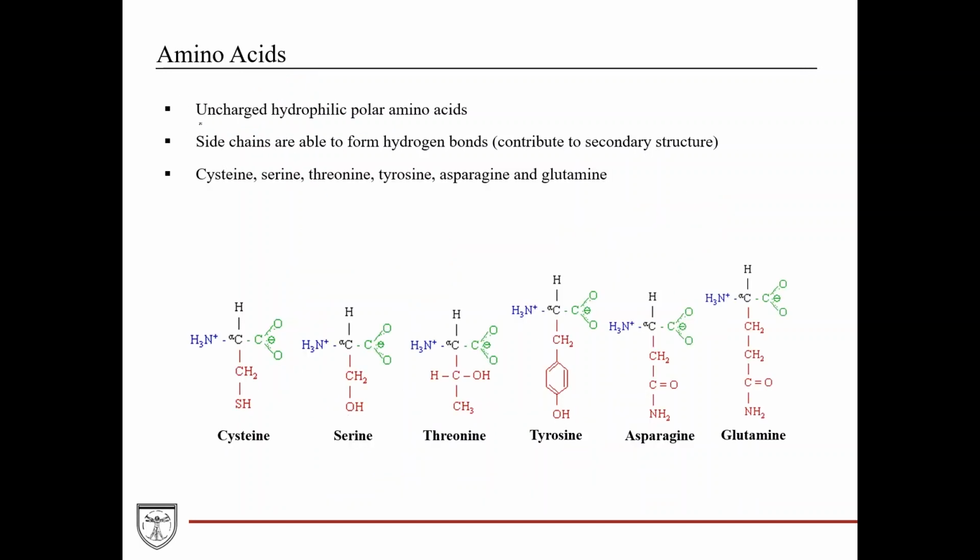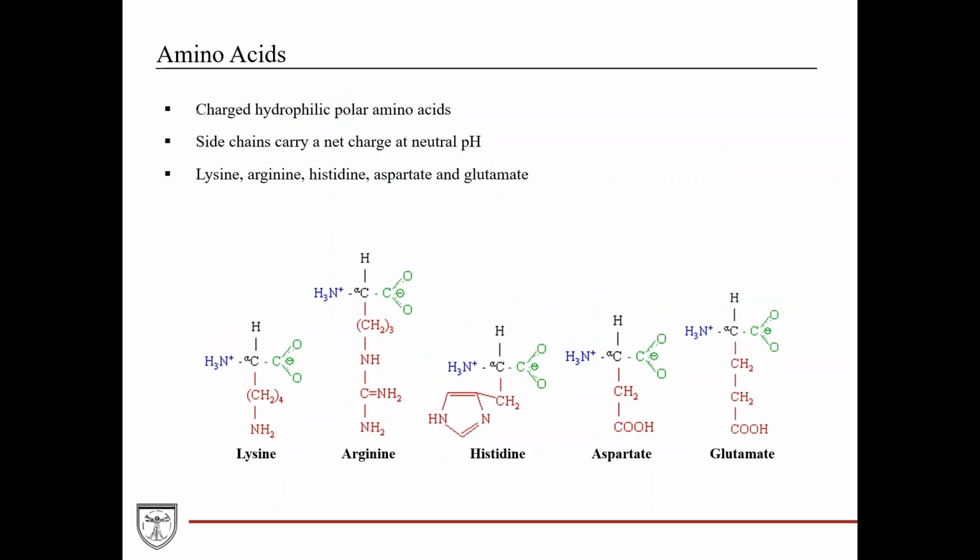And the second group is uncharged hydrophilic polar amino acids. Now if they're polar, it makes sense that they'd be hydrophilic because water is polar. And the nature of their R groups makes it so they're typically in the uncharged state. However, their side chains are able to form hydrogen bonds, which contributes to the secondary structure of proteins. And that makes sense. You see a lot of these alcohol groups, these amine groups, and these are what can form hydrogen bonds, which then contributes to the polarity of these R groups.